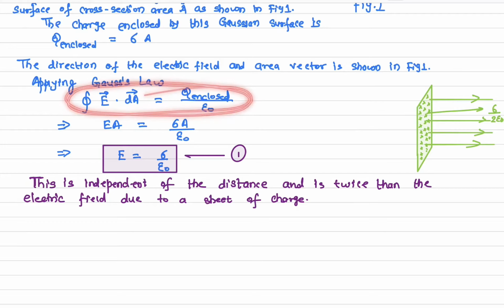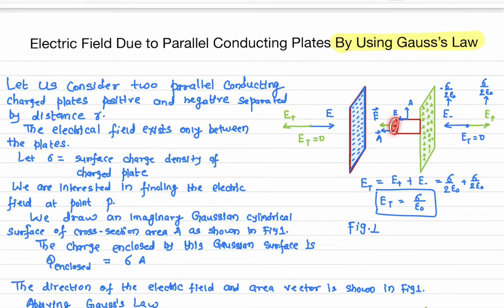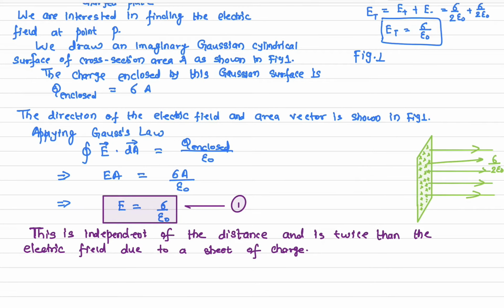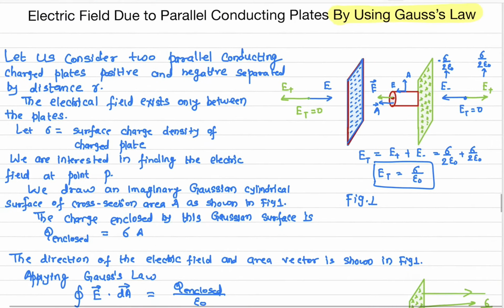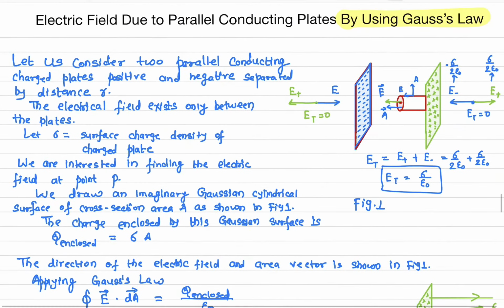And now let's apply the Gauss law. This is the Gauss law here. What does this term tell you? This term tells you the total electric flux passing through this Gaussian surface. And this E vector, again, remember, this E is the total electric field. It's not due to only one charge plate, it is due to the total. And this one is a constant.